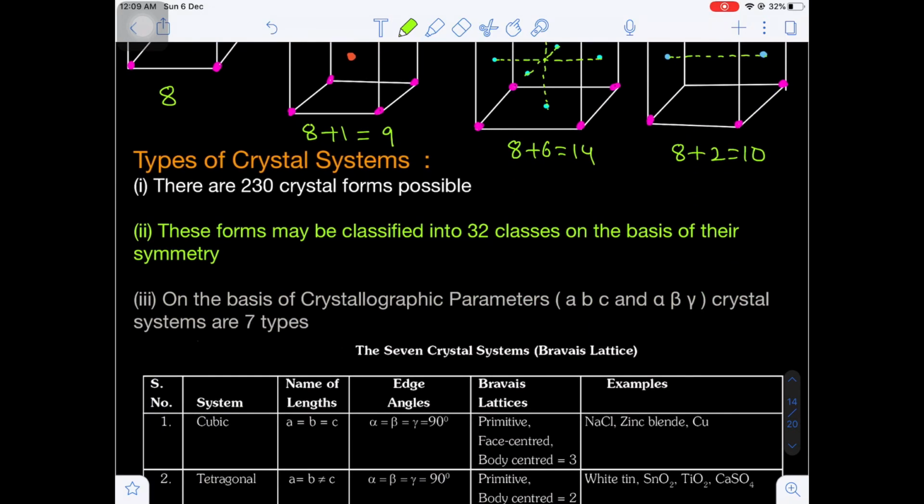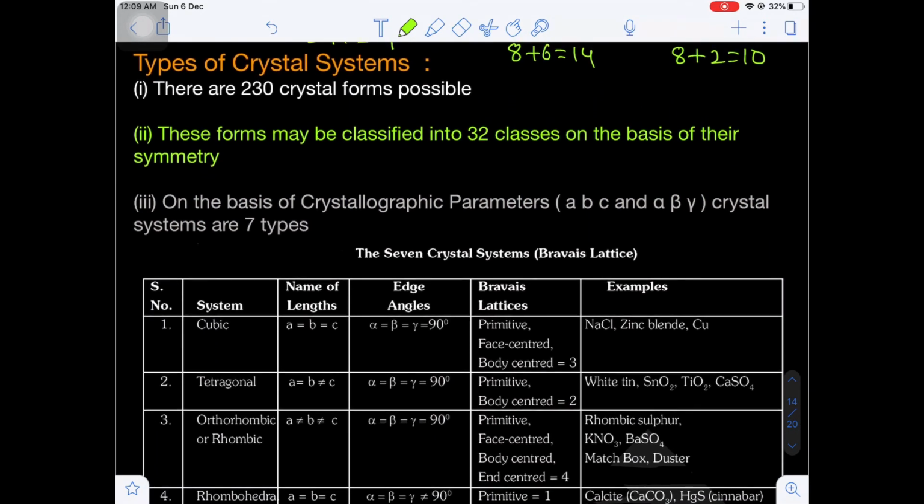Yes or no? Now, types of crystal systems. This is a very, very important topic. So total there are 230 crystal forms that will be present.